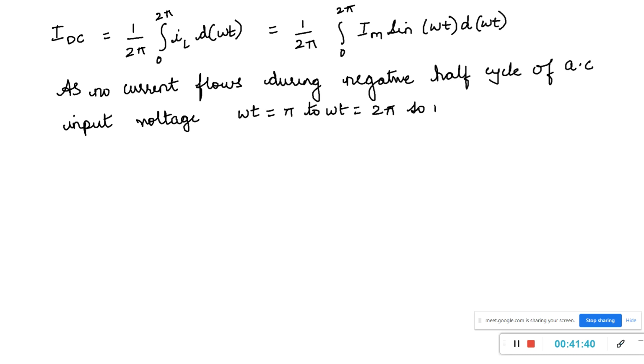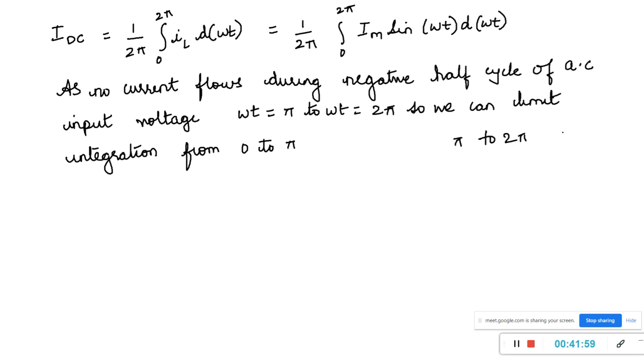So we can limit the integration from 0 to pi, right? Because from pi to 2 pi it is 0. From 0 to pi there is current, and this current is Im sin omega t. So we can limit the integration limits from 0 to pi. Pi to 2 pi it is 0, na? So anyway it is 0. So we will limit it from 0 to pi.